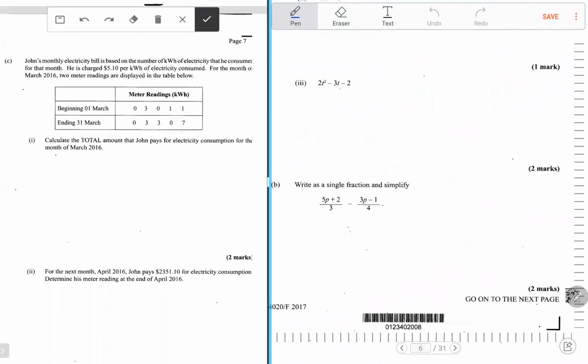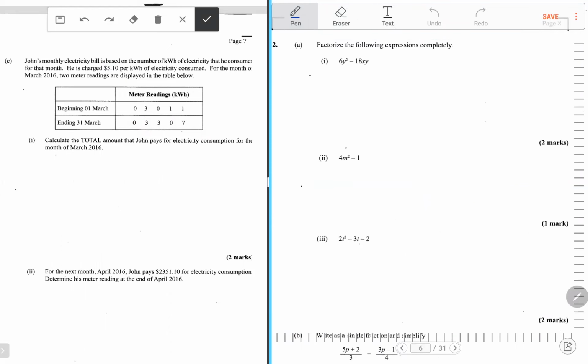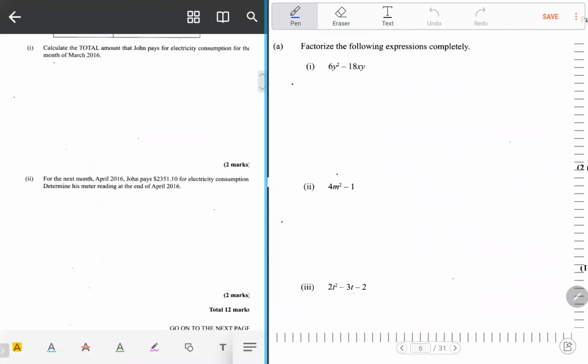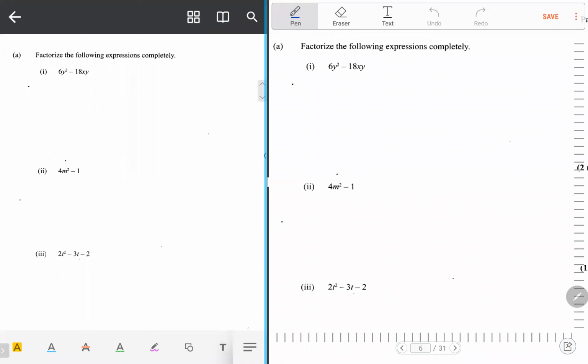Question 2. All right, so question 2 now is your algebra question. Part A is to factorize this. So basically it's a factorization question in part A. We have 3 parts in part A to factorize.